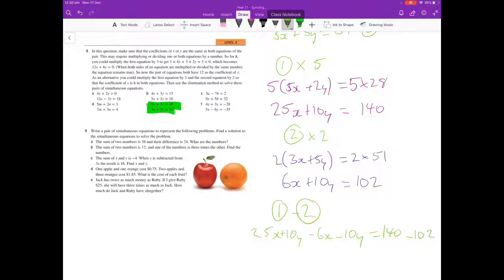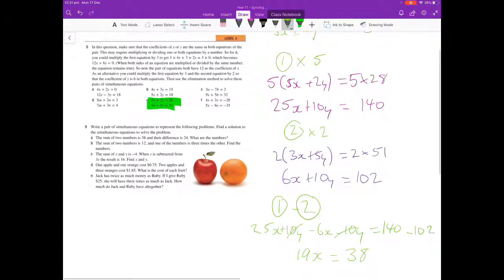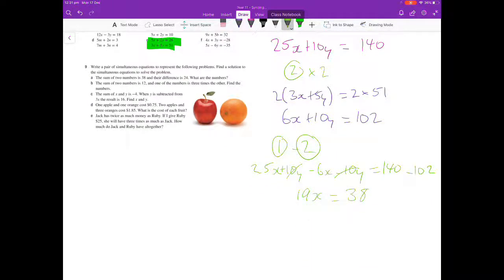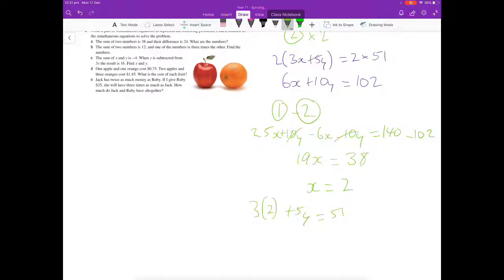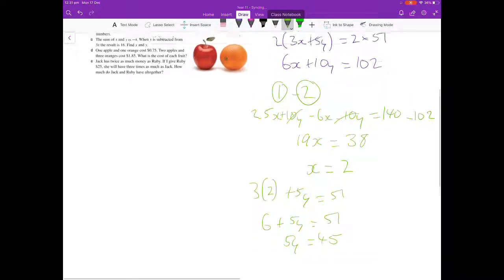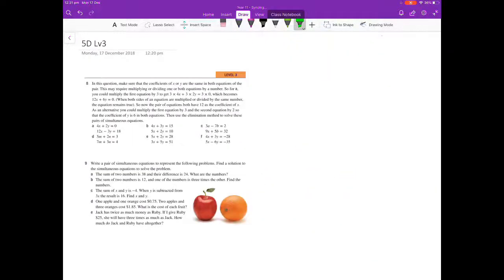Now our y's and our y's cancel out. 25x minus 6x gives us our 19x, and that goes into 38 2 times. Boom. Grab our number, chuck it into the top again, and let's work out where we went. So first equation, we've got a 2 in there. 5y equals 51, so it's 6 plus 5y equals 51. Take the 6 away, so 5y equals 45. Means y is of course 9.